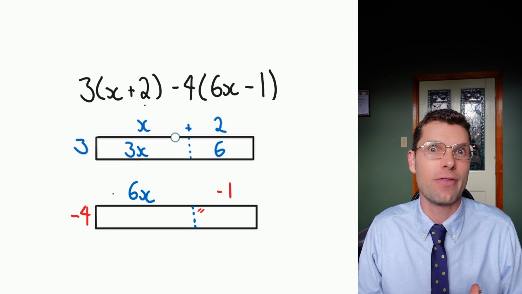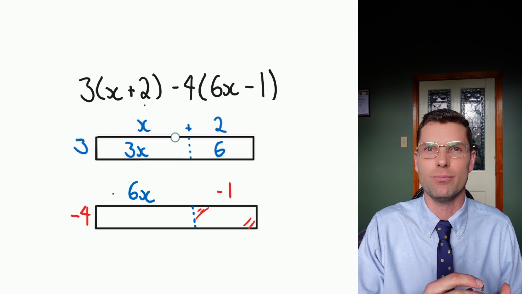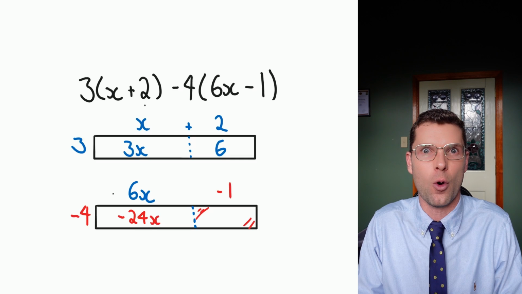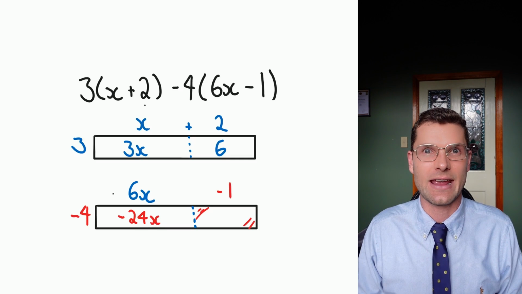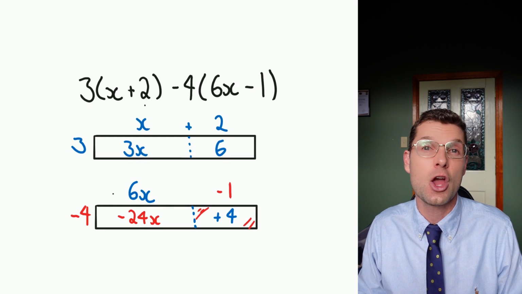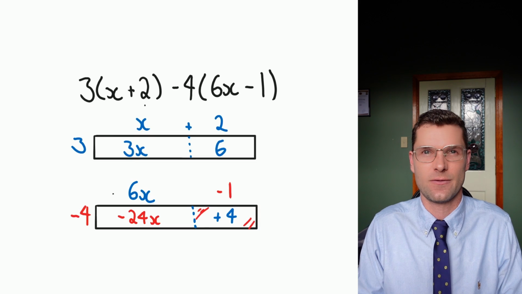To find the area of that first one, I've got negative 4 times by blue 6x. Red and blue means that my answer is going to be negative. So I have minus 24x in that first rectangle. From here, I've got negative 4 multiplied by negative 1. 2 negatives make a positive, so this is plus 4. So what I've got to actually write down is negative 24x plus 4.